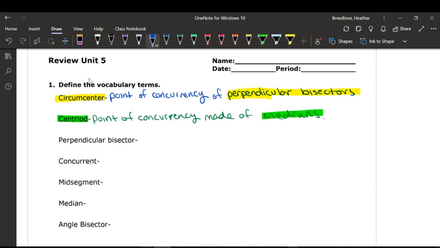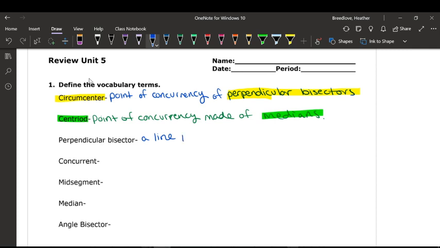Perpendicular bisector. That is a line, segment, or ray that is perpendicular to a segment at its midpoint. Okay. I'm just going to go with a line. It's a line, segment, or ray, but I'm going to go with a line that is perpendicular to a segment at its midpoint.